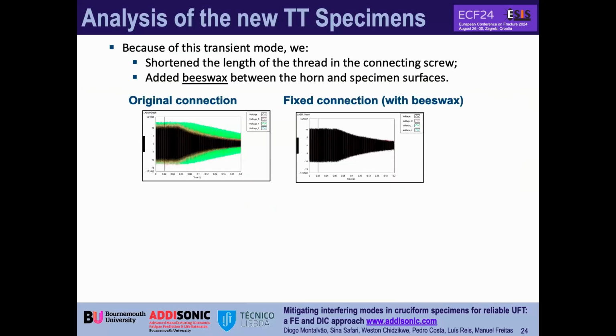So we shortened again the length of the thread connecting through. And we also added the bee walks between the horn and the specimen surfaces. So with these two changes, we move from here. This is the behavior of the horn, and we have a very good connection at the end.